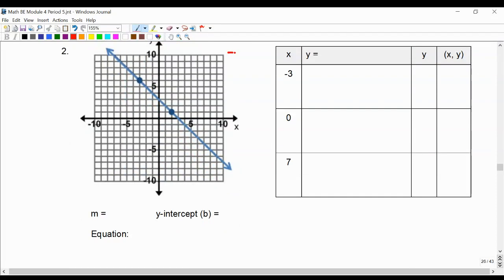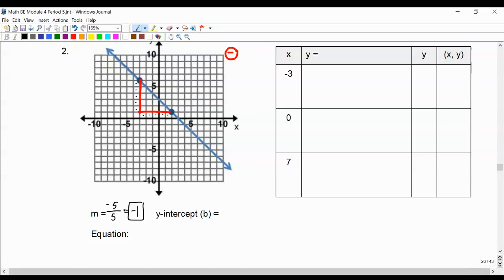Second problem, we notice that this one has a negative slope. So as we analyze this graph, it would be best to draw the triangle under the line. Our rise is 1, 2, 3, 4, 5. So it's down 5. And it's right 1, 2, 3, 4, 5. Which simplifies to -1.